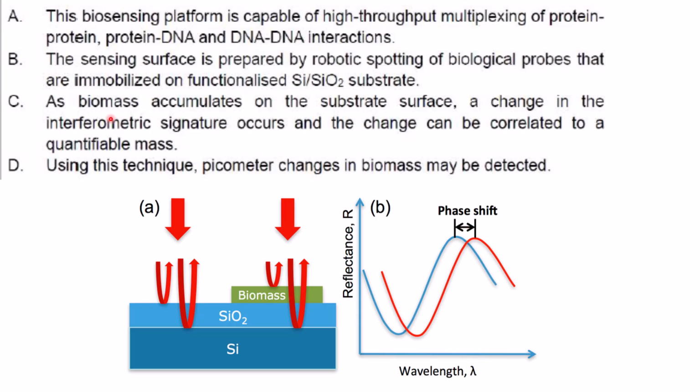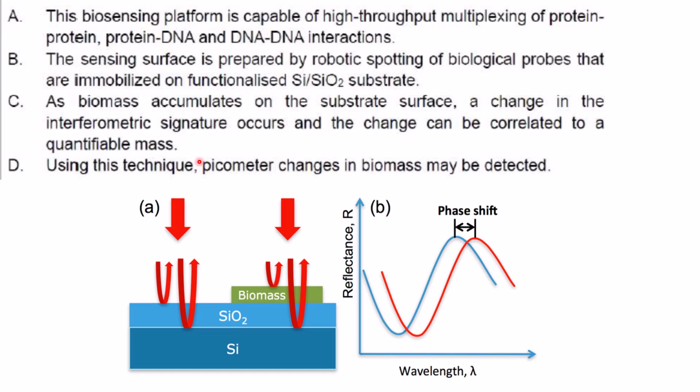Now read this statement. As biomass accumulates on the substrate surface. So here the biomass keeps on accumulating, and this is your substrate surface. A change in the interferometric signature. This is the phase shift in the interference pattern of the light, and the change can be correlated to a quantifiable mass. That's what I told you. This change in the phase shift can give you an idea about the amount, or I can say the quantity, of molecules that are bound to the surface. That is what statement C tells.